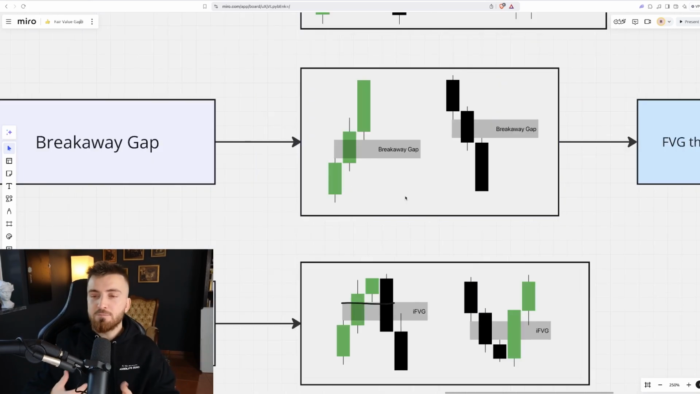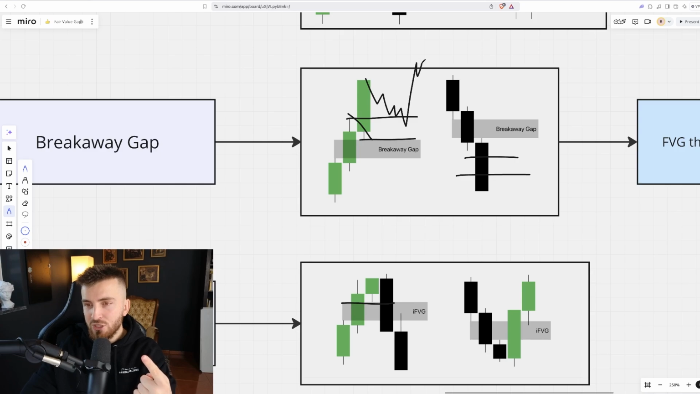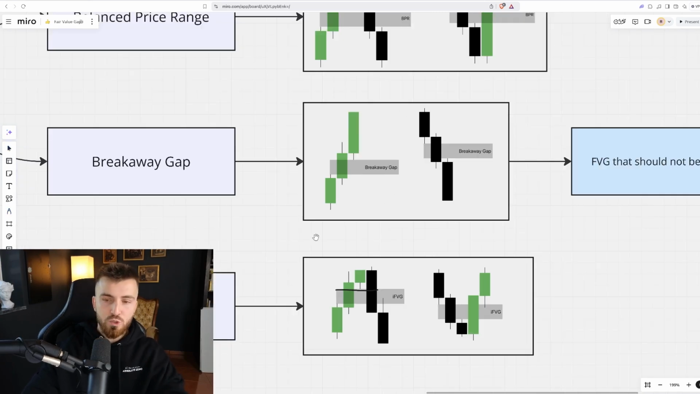How many times have you tried to use the fair value gap, set your limit orders at the fair value gap, and the market would never go into it? The reason why is because there's so much momentum behind the market that a breakaway gap is very likely to include a fair value gap on a lower time frame, or at least this is going to be the order block that the market is going to tap into, and then move to the upside. So the breakaway gap is not expected to be traded into due to the momentum on the third candle. And we'll see those in action once we go into the charts.